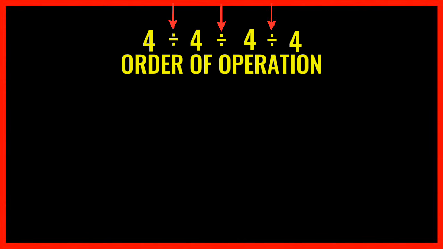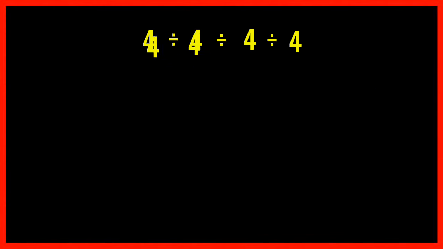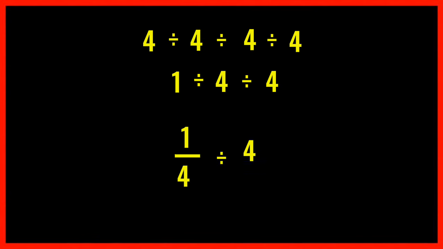When an expression has multiple divisions, we always solve from left to right. So first, we divide 4 by 4 to get 1, then continue with 1 divided by 4, and finally divide that result by 4 again.